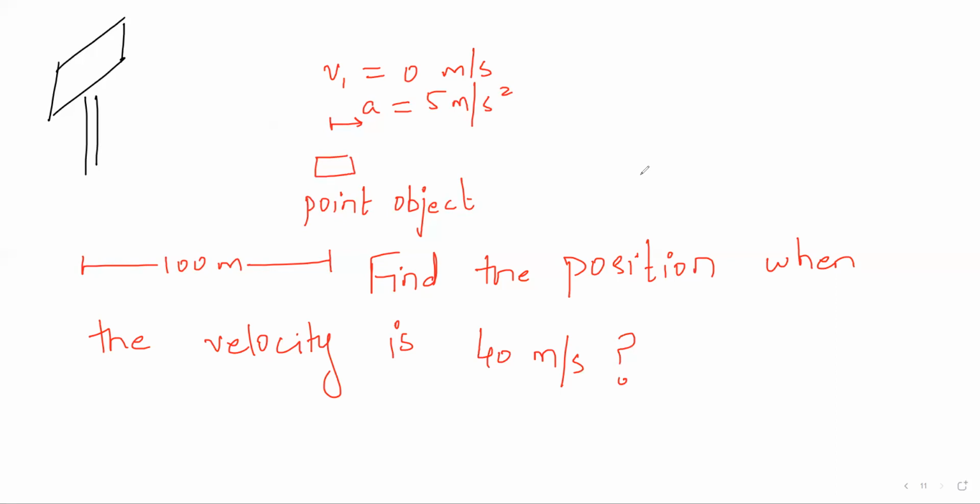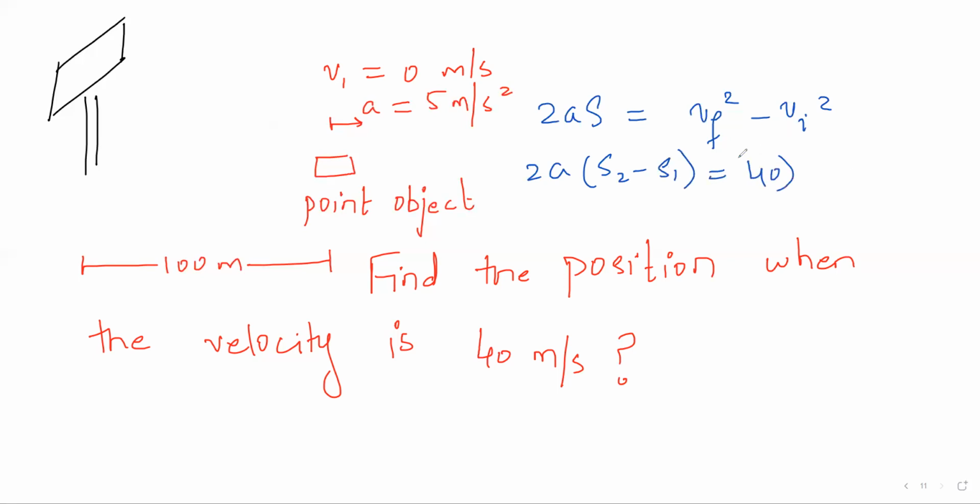Okay, then since I think it's straightforward to many students, I will just write down the answer. 2as equal to vf square minus vi square, and we have 2a into s2 minus s1 equal to 40 square minus vi square. Vi is 0. Did I talk about that? Yes, I did. So we have 0 square, and S1 is 100, so S2 comes out to be 260 meters.